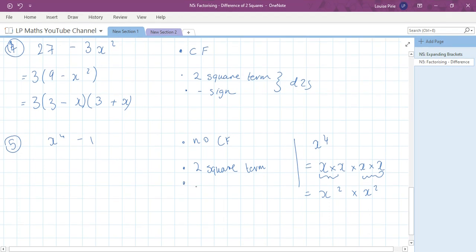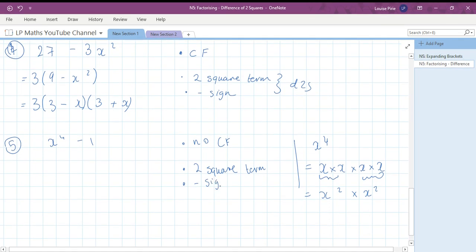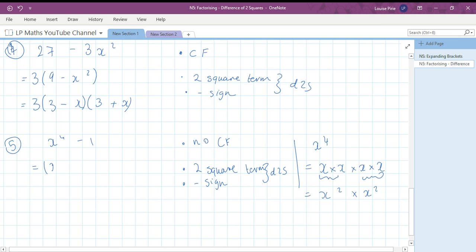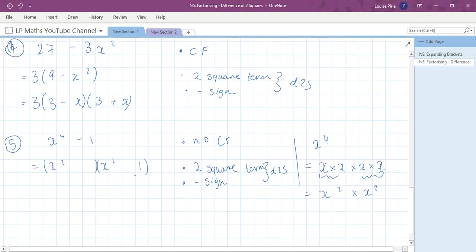So that's good. Is there a minus sign? There is a minus sign. So we are going to do d2s. So the square root of x to the power of 4, we've just found out, is x squared. So I get x squared as our first position, and we have 1 as our second. Can we do difference of two squares in any of these brackets? Because I'm seeing a squared term, so I just need to make sure that I can't repeat this process.